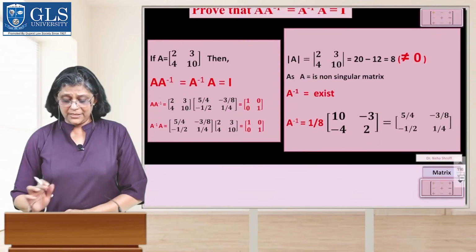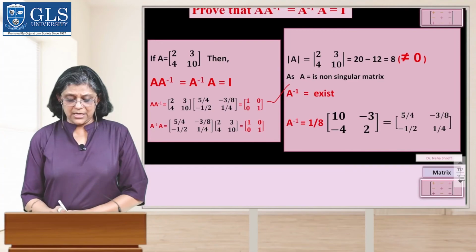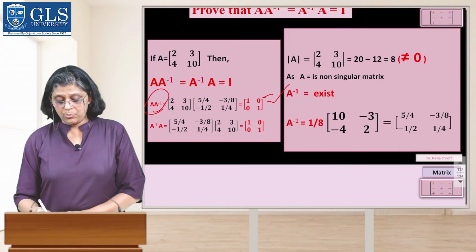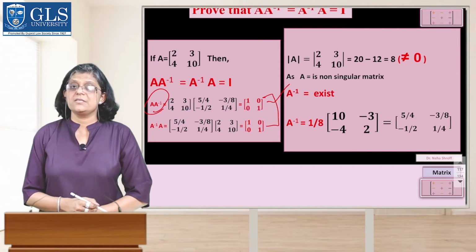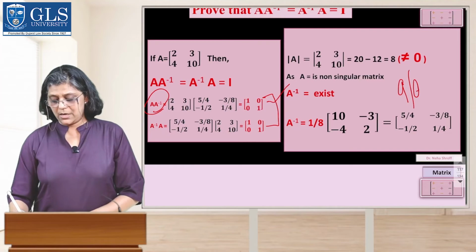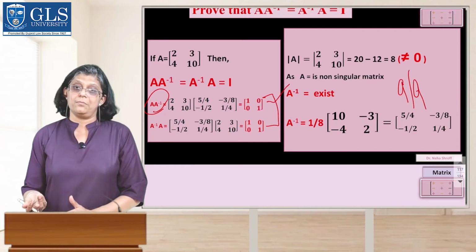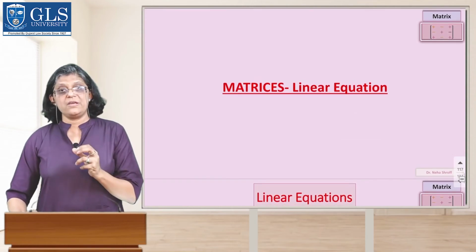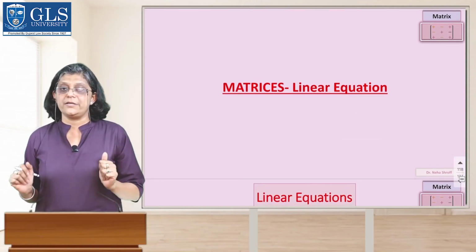Let me multiply this. Two cases are there, A inverse into A and A into A inverse. Both are having the same results. I think my answer is correct and I am sure to get 9 on 9 marks, 10 on 10 marks. Clear? Moving ahead, the last portion we have is linear inequalities.